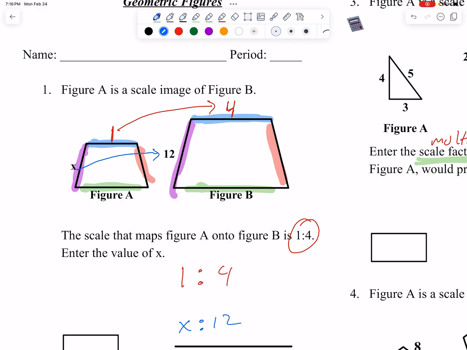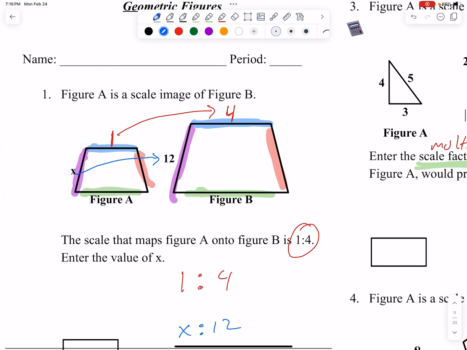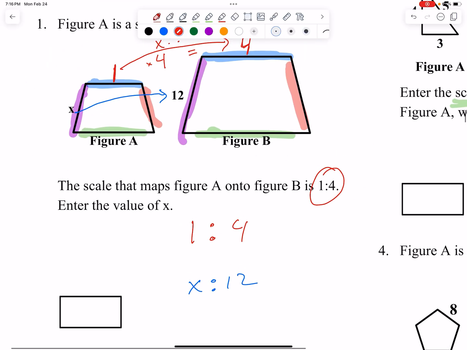So here's the kicker. I said your scale factor, aka your multiplier. How did I go from 1 to 4? What did I multiply by to get to 4? In this case, 1 times 4 equals 4. So that's true. Look, hey, there's my multiplier. 1 times 4 equals 4 to go that way.